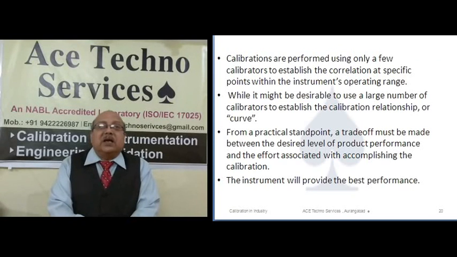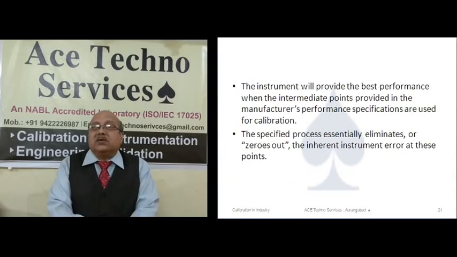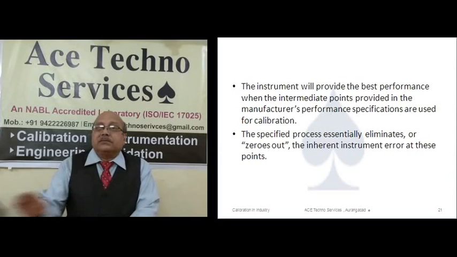From a practical standpoint, a trade-off must be made between the desired level of product performance and the effort associated with accomplishing the calibration. The instrument will provide the best performance when intermediate points provided in the manufacturer's performance specifications are used for calibration. The specified process essentially eliminates or zeroes down the inherent instrument error at these points.